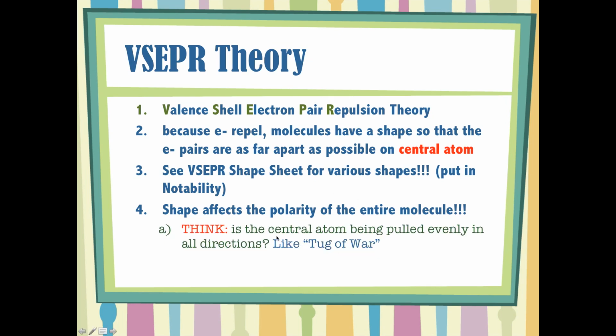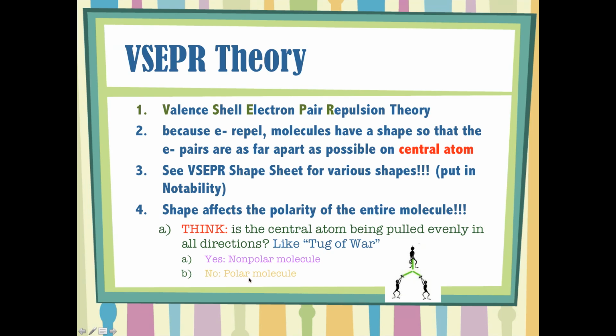So think about it this way. Look at the central atom and think of it like tug of war. Is the central atom being pulled evenly in all directions? If yes, then that molecule will end up being nonpolar. So if there's a central atom right here, and imagine these are 3 different atoms, or 3 different teams playing tug of war. If all 3 of these teams are evenly spread out and evenly pulling, then that's going to be a nonpolar molecule. Because remember, the definition of nonpolar means it's not being pulled any differently.